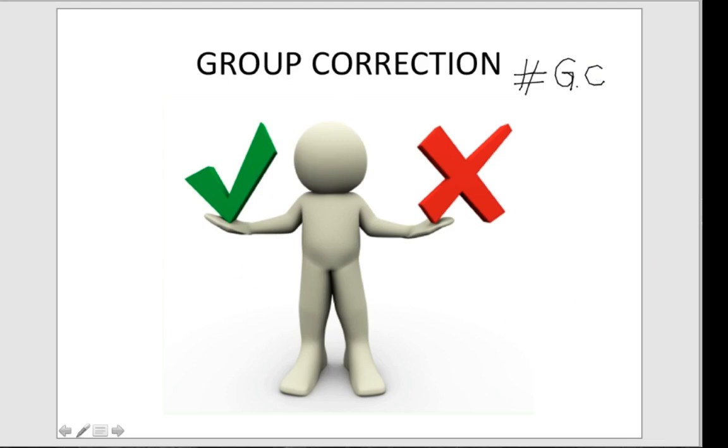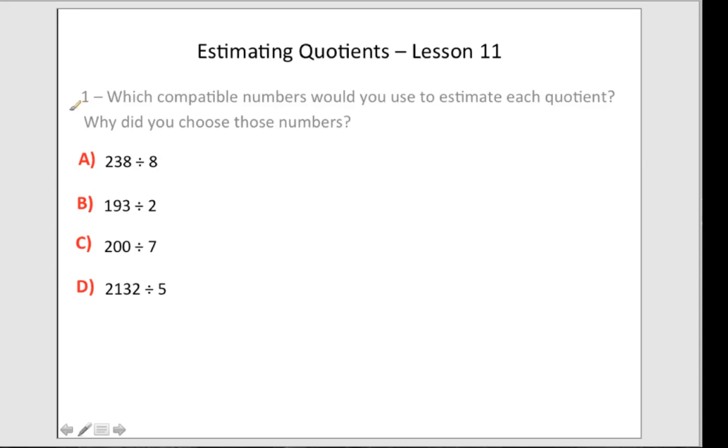So here, I asked you guys to do question 1, question 2, question 4, right? But I have an extra here for you guys, but don't worry, let's start from the beginning, right? So here, which compatible numbers would you use to estimate each quotient? Why did you choose those numbers? Nothing here is asking me to solve this. It's asking just which compatible numbers I would use.